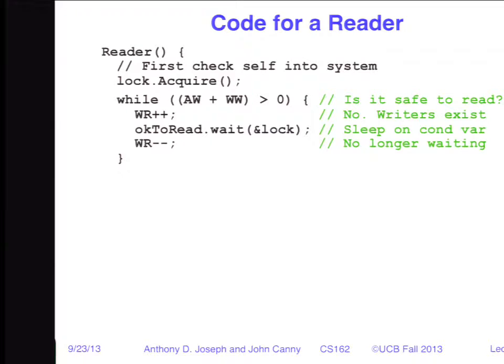But we're going to see, is there either a writer in the database or a writer waiting to get into the database? Now, as long as that is true, that there's either a writer in the database or one waiting to get in, we're going to wait. So the number of waiting writers gets incremented by 1, and we wait on the OK to read condition, right, releasing the lock.